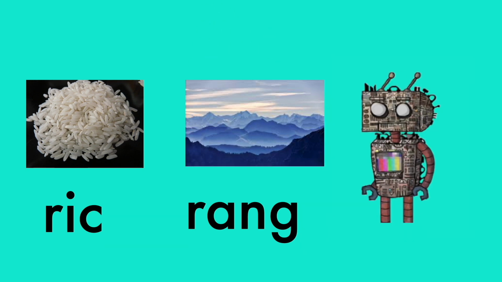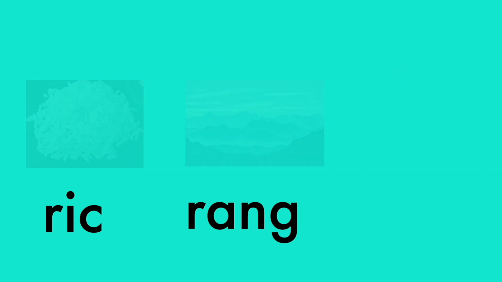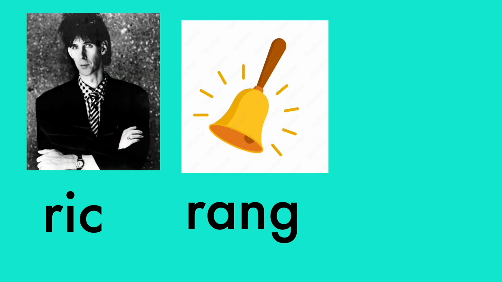No. We no longer have rice and range. We have Rick Ocasek, and the bell rang? Oh my goodness. Oh, help! Secret Silent E, where are you? Here I come to save the day. That C and that G need to make their second sound. It's not Rick, it's rice. And it's not rang, it's range.